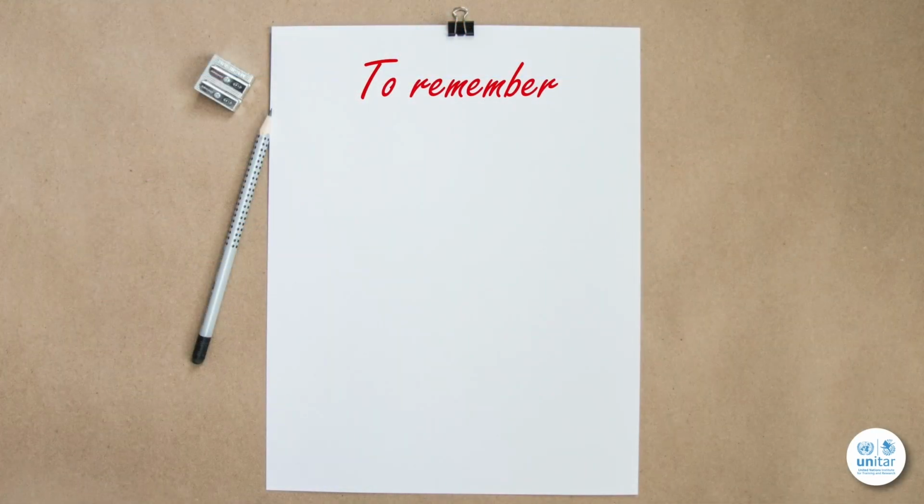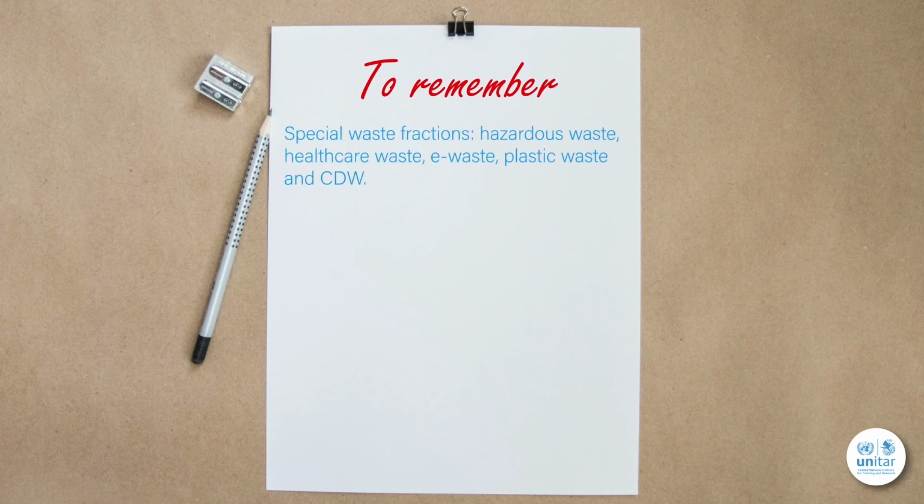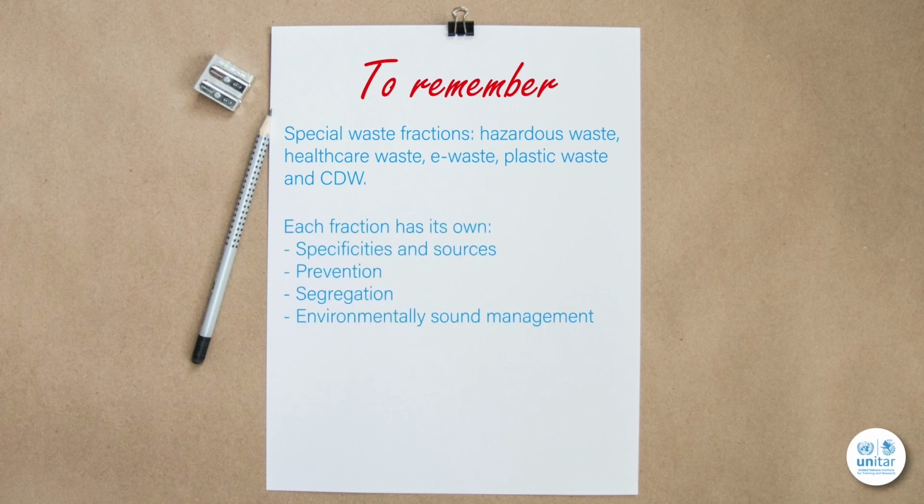We are done. Let's summarize what we've heard about in this session. We saw different special waste fractions: hazardous waste, healthcare waste, e-waste, plastic waste, and construction and demolition waste. For each of them we saw where they were produced and their specificities. We saw the importance of waste prevention and waste segregation as key elements of waste management. We saw environmentally sound management for each of them. And finally, we also saw transboundary waste movements.